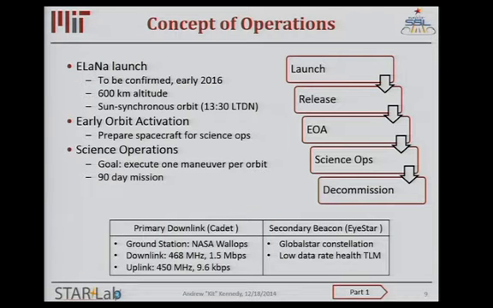And I just wanted to talk a little bit about the concept of operations for how the spacecraft will work and how that maneuver fits in. So we have a launch via the Educational Launch of Nanosatellites program through NASA, and that should be in early 2016. We're going to be in a 600-kilometer altitude sun-synchronous orbit. So that's our release, basically.